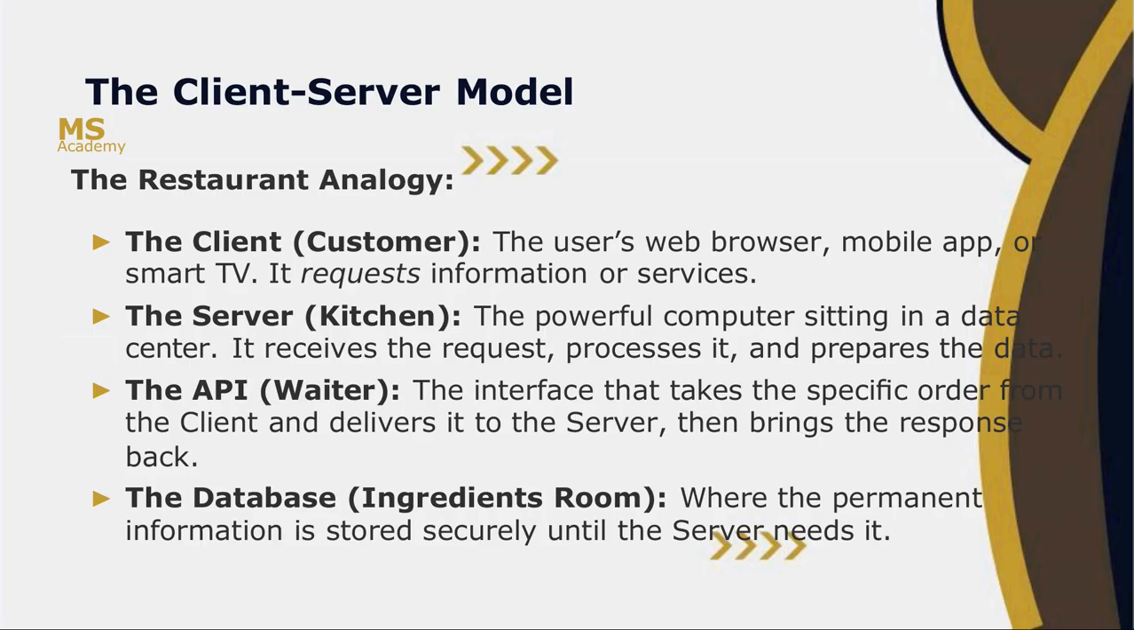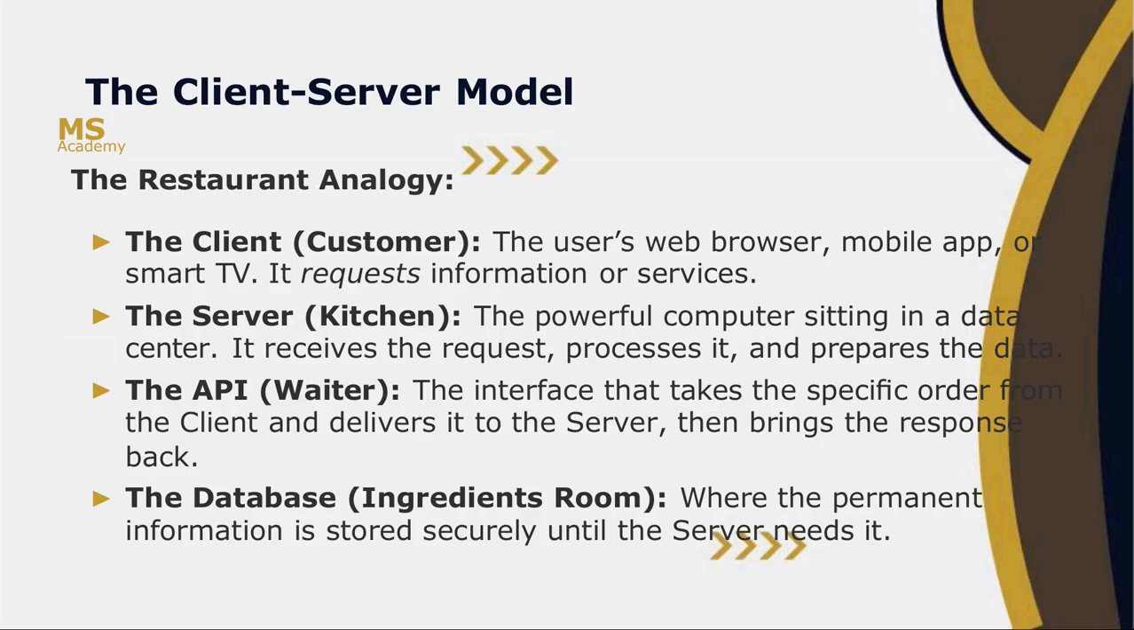So looking at the client-server model, we'll be using an analogy, the restaurant analogy. Regarding the restaurant analogy, the clients, which are customers, the user's web browser, mobile app, or smart TV, request information or services to use. So basically, the client or the customer requests information or services through a browser, mobile app, or a smart TV.